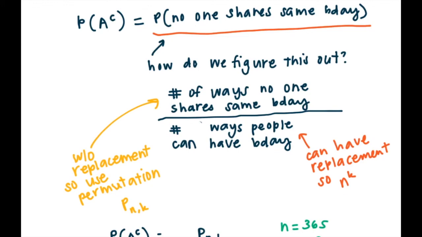Okay, so for the numerator, since we're looking at ways that no one shares the same birthday, that means we're dealing with a situation without replacement. And without replacement tells me, okay, I'm dealing with permutation. Okay? And for the denominator, I know that we're looking at the total number of ways that people can have birthdays. So that means some people can have birthdays on the same day, which means we can have replacement. So we're going to have n raised to the power of k.